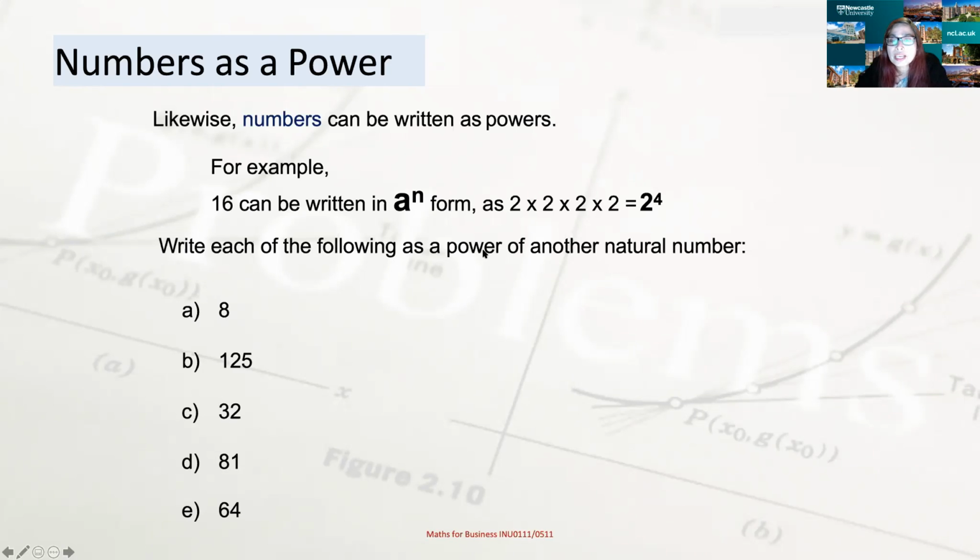Write each of the following as a power of another natural number. I want you to try this out now.